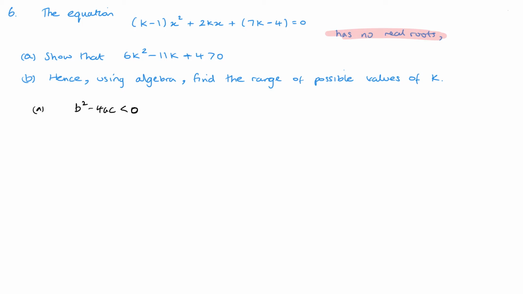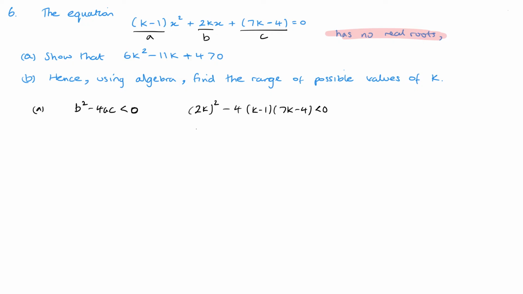So let's look up here. We've got something x squared, something x, and something. So that is my a, my b, and my c. So b squared, 2k squared, minus 4 times k minus 1 times 7k minus 4. And that would be less than 0. Okay, so it's obviously not like this at the moment with a greater than 0. But that is less than 0.